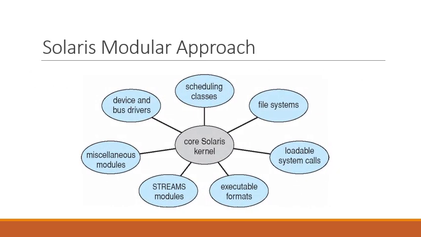This presents the Solaris structure. It contains the core Solaris kernel that will implement the core operating system services. The rest of the services are linked to the kernel either at boot time or are dynamically linked when required. These services include file system, loadable system calls, executable formats, stream modules, miscellaneous module, device and bus drivers, and scheduling classes.